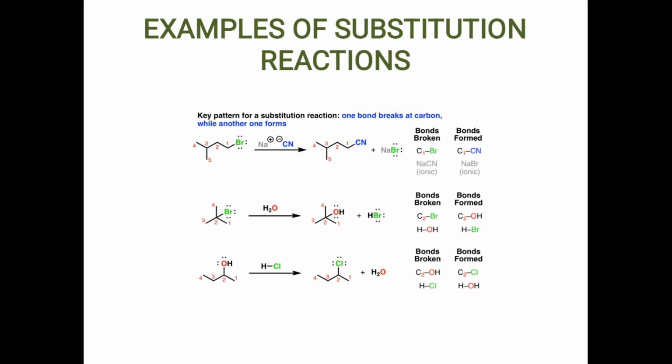Now here are some examples of substitution reaction. In case 1, you can see the green colored bromine is being replaced by Cl negative ion, while in the other case the bromine is being replaced by OH negative ion.